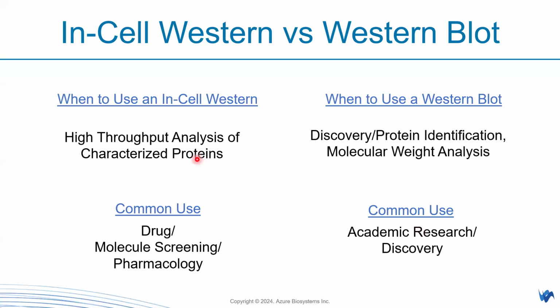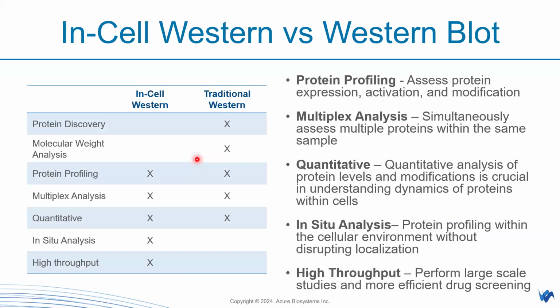Next, let us look at the table format, what in-cell Western allows you to answer. So, of course, traditional Western blotting allows you to do protein discovery. Protein discovery definitely, and molecular weight analysis because of the protein ladder. We know the protein sizes and the possibility of having any protein modifications, such as glycosylation or something.